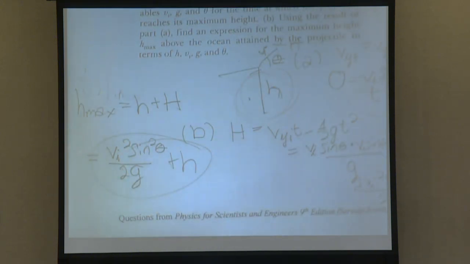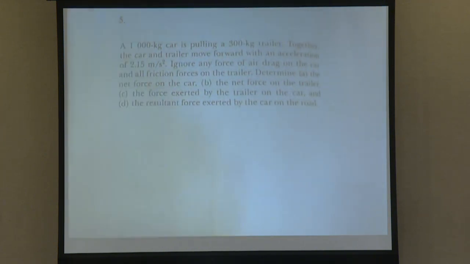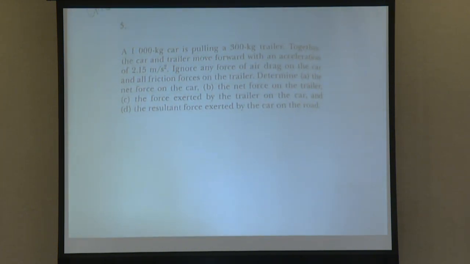So basically, this is like a problem you would have, except it's more abstract. I'll show you the concept. Okay, number 5. A 1,000 kilogram car is pulling a 300 kilogram trailer. Together, the car and trailer move forward with an acceleration of 2.15 meters per second squared. Ignore any force of air drag on the car and all friction forces.